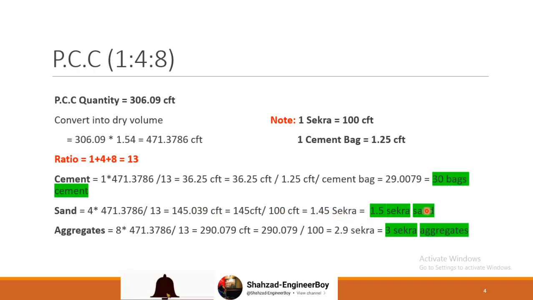We need one and a half secra of sand. For aggregate, it has a total of 8 parts out of 13. Just multiply 8 divided by 13 by the quantity, and you get 2.9 secra, almost equal to 3 secra. For this PCC work you will need 30 bags of cement, 1.5 secra of sand and 3 secra of aggregates.